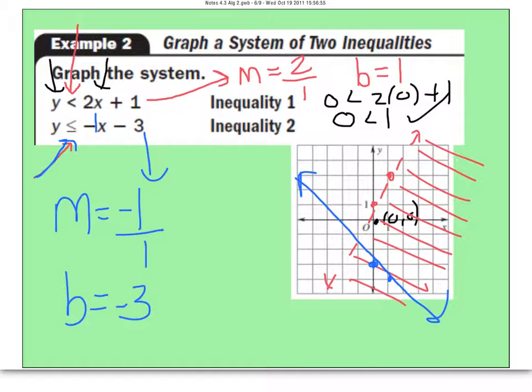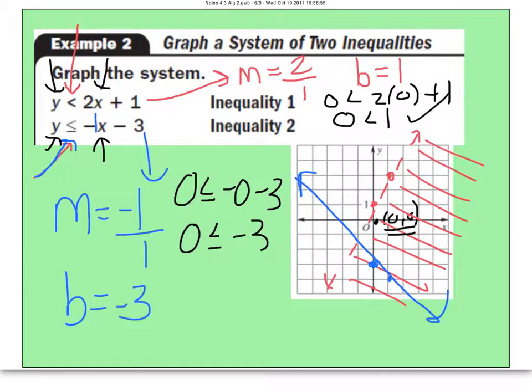And the nice thing is I can still use the ordered pair 0, 0 to test for this one because it's not on the line. So I'm going to put 0, 0 in here to see what I get. So I'd say 0 is less than or equal to negative 0 minus 3. So is 0 less than or equal to negative 3? Now that is not a true statement. 0 is not less than or equal to negative 3. It's greater than, which tells me this side is the wrong side to shade for the blue. So for the blue one, I shade on this side. But as I do that, I stop when I hit the red line because that's my new boundary.